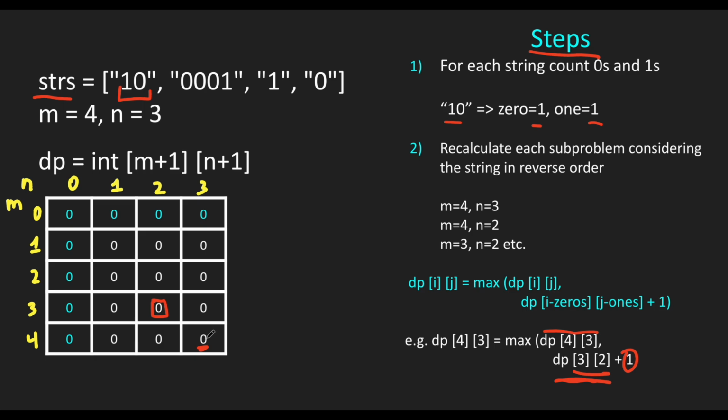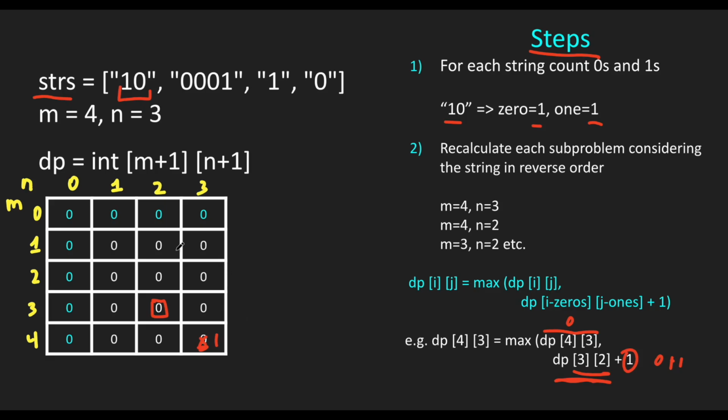So in our case, 4 and 3 gives us 0, and 3 and 2 is also 0. So we are comparing 0 with 0 plus 1, and the maximum is 1. So we are updating this value to 1.